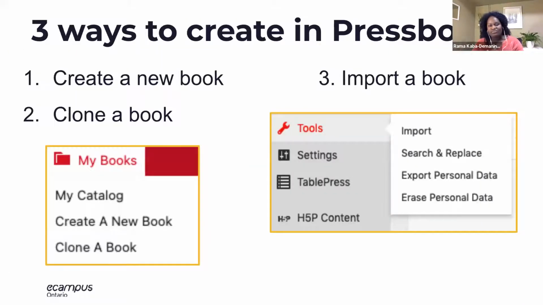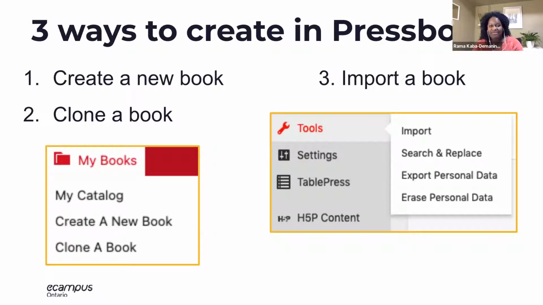In short, simple terms, there are three ways to create in Pressbooks. You can either create a new book from scratch, or you can clone a book. Cloning a book essentially just means you are adapting, remixing, or deriving from an openly licensed book that allows for derivative formats. You can use a URL in a Pressbooks network to do so, or you can import a book.